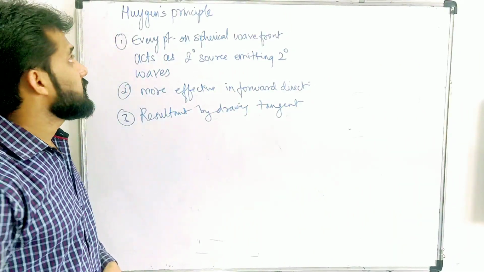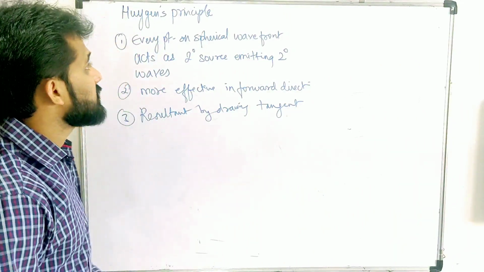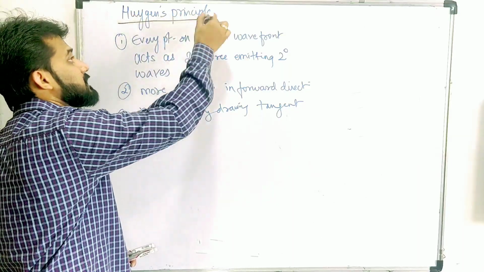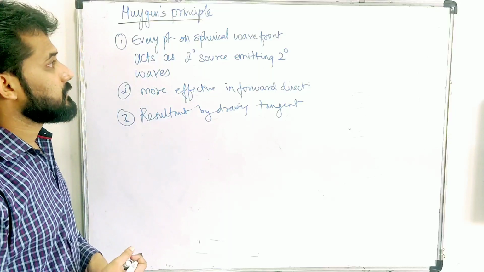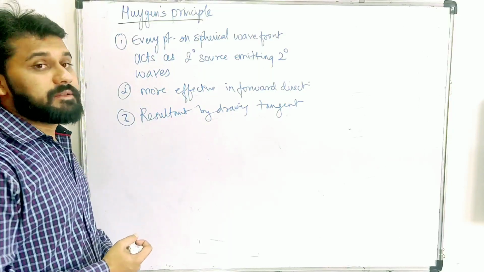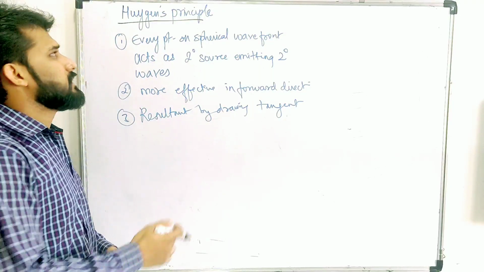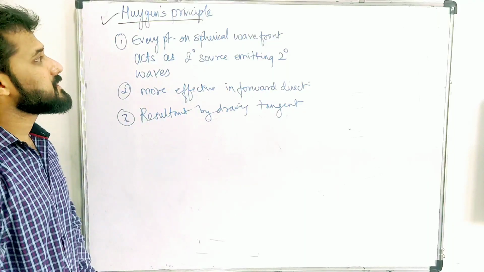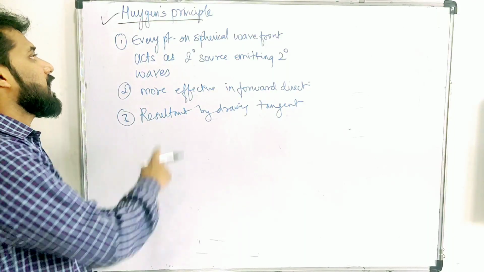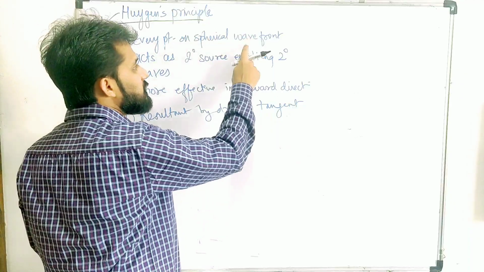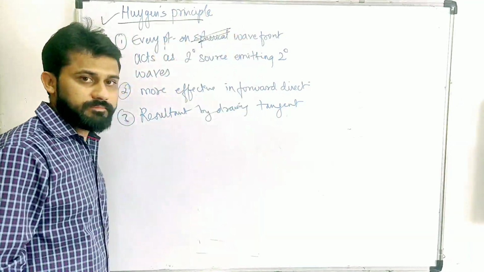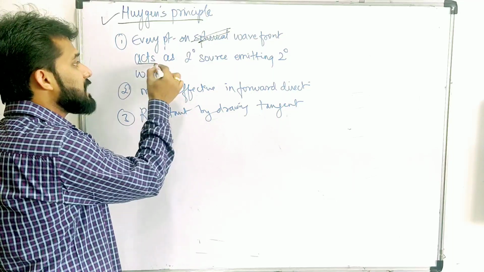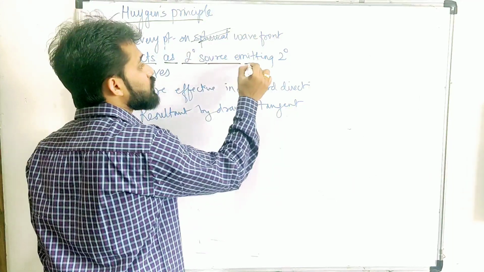Well, so the next point of this lesson is the Huygens Principle, which we will use for construction of spherical wavefront and plane wavefront. So, what is the principle? What is Huygens Principle? It states that every point on a wavefront, spherical is not important, acts as a secondary source of light.